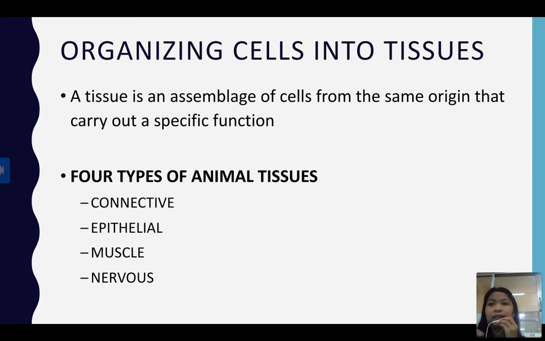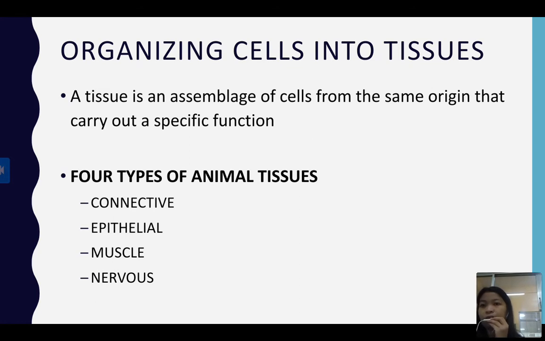So organizing cells into tissues. A tissue is an assemblage of cells from the same origin that carry out a specific function. So kapag parehas sila ng tissue, iisa lang yung function nila. So there are different kinds of tissue and they have different functions.